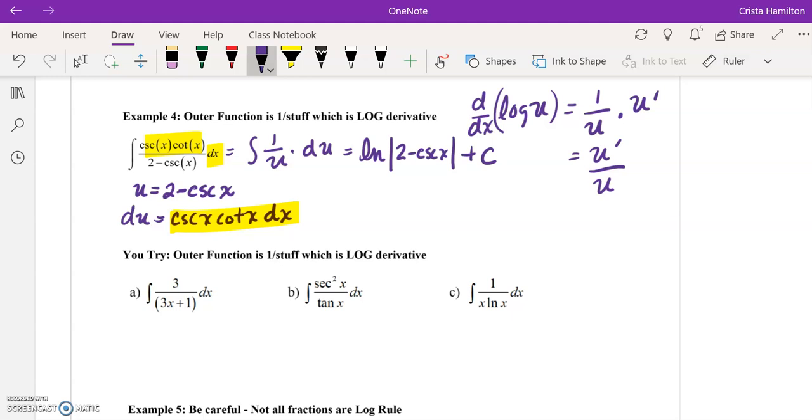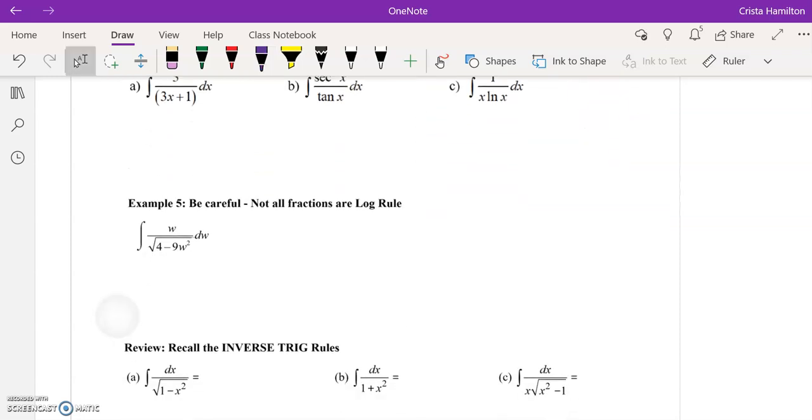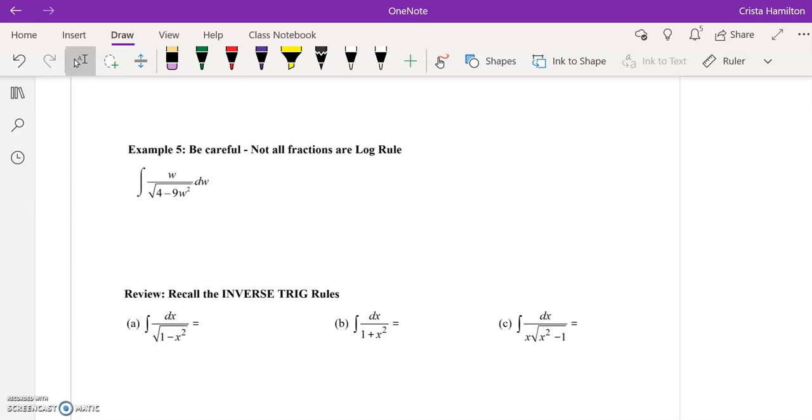So that kind of shows you this 1 over stuff times the derivative of the stuff that you're going to be looking for your log rules. All right? Now, I do want you to be careful, though. You get in this idea of you see fractions, and you want to say that all of them are log rules, and they are not.